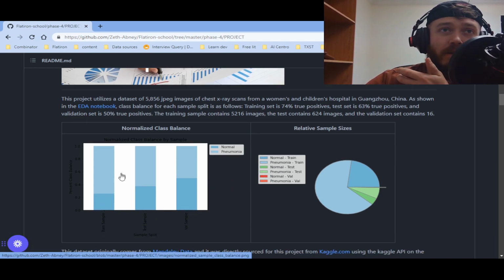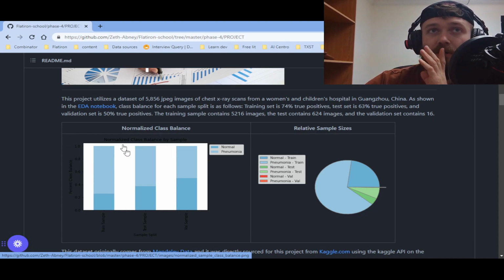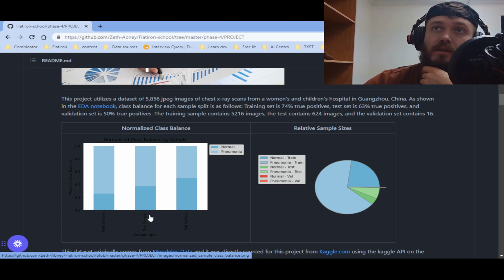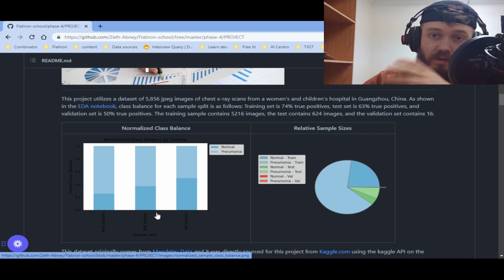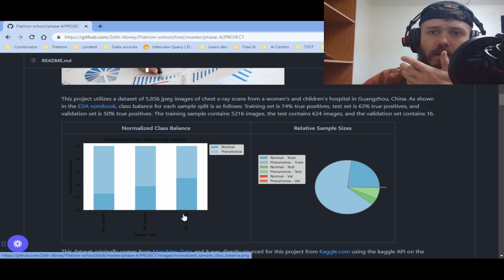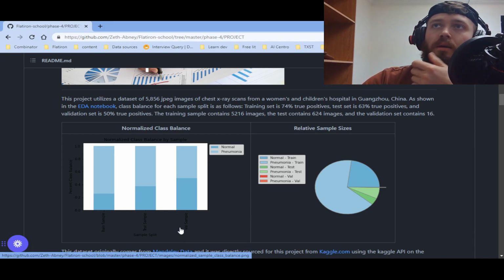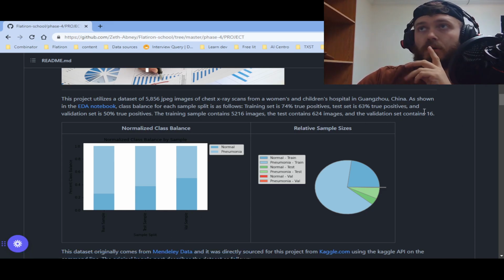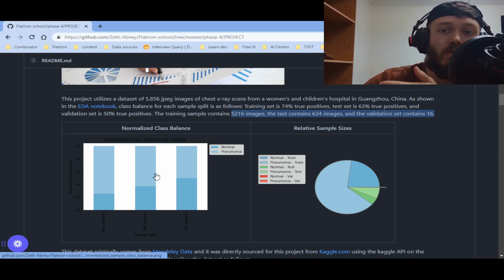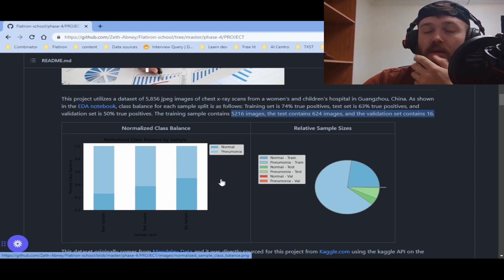So this is our class balance, but this is the normalized class balance right here. Our train sample is like several thousand images. The test sample is like several hundred, and the validation sample is like literally 16 or 8. I think, yeah, 8. Or no, sorry, 16, right here. But for this graph right here, I normalized it just to show how the class balance is distributed.